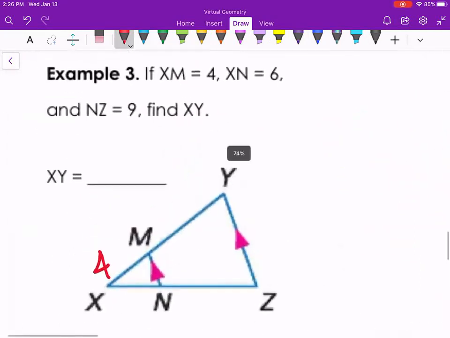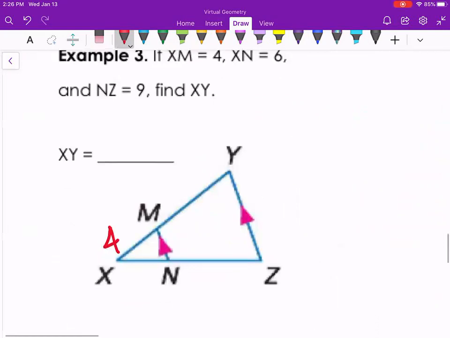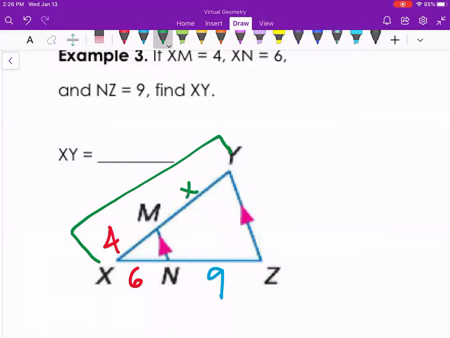Okay, make it a little bit bigger. X to N is 6, so I could use that to make one of my ratios if I wanted. N to Z is 9. Find X, Y. So I need to find this entire length, so I need to get this missing piece first so that I can add them up.